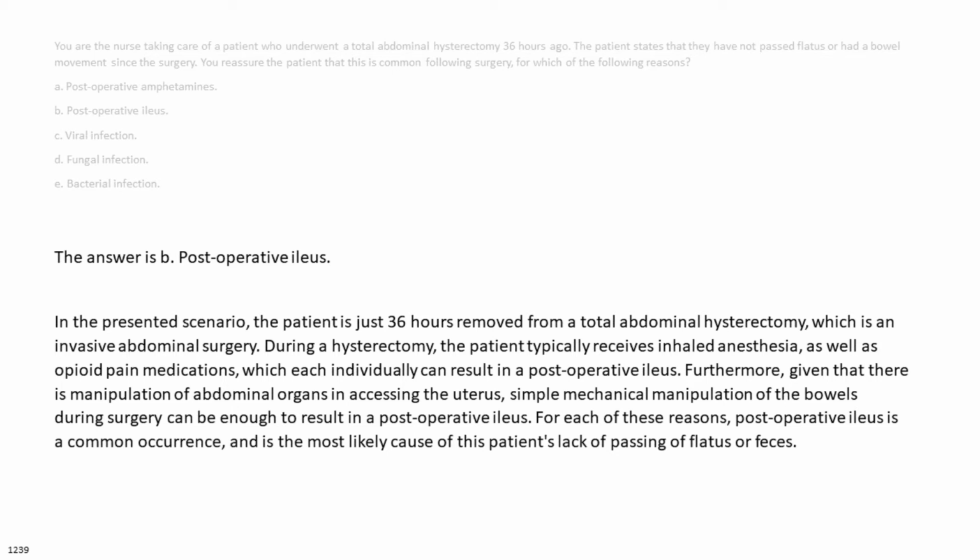Furthermore, given that there is manipulation of abdominal organs in accessing the uterus, simple mechanical manipulation of the bowels during surgery can be enough to result in a postoperative ILS. For each of these reasons, postoperative ILS is a common occurrence, and is the most likely cause of this patient's lack of passing of flatus or feces.